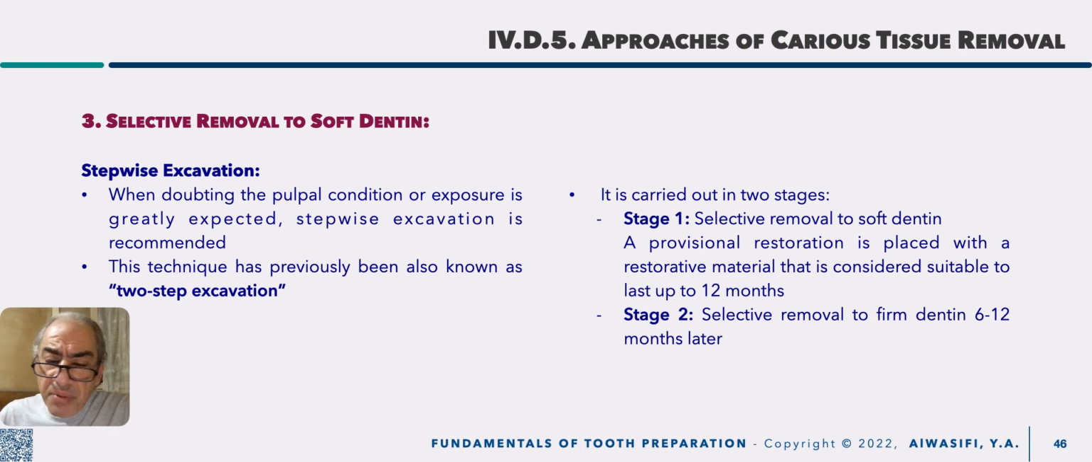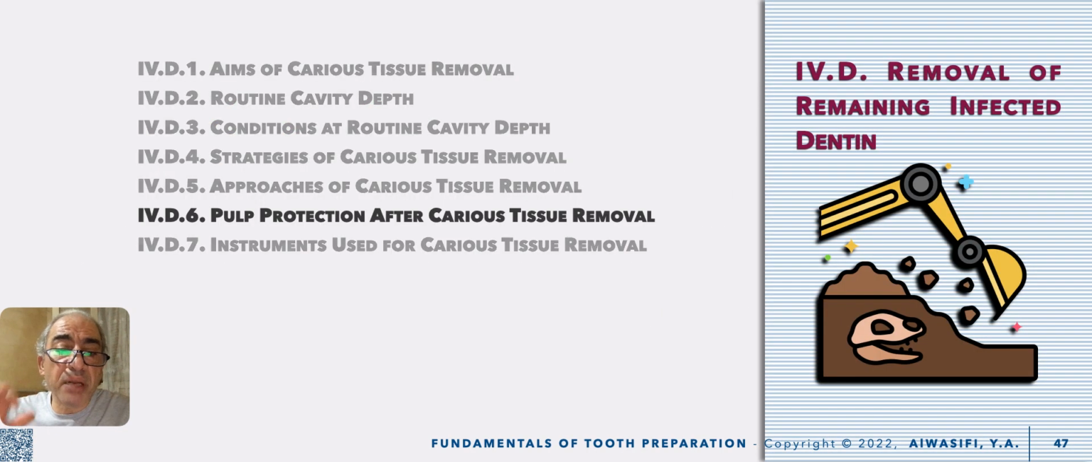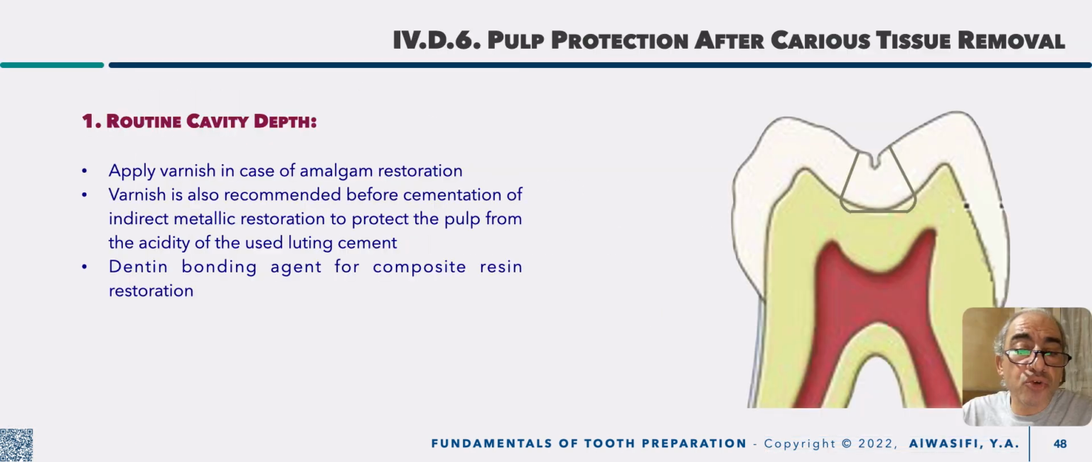Periapically, by radiograph, the tooth is free from any diagnosable periapical pathosis, and by vitality testing the tooth is still vital. This is our approach. What is the pulp protection after caries tissue removal?